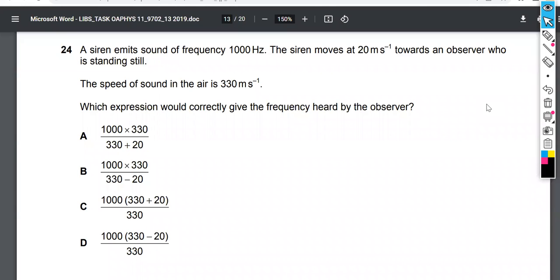In this question, question number 24 from AICE Physics paper 13 from 2019, October-November test administration, the question read, a siren emits sound of frequency 1000 hertz. The siren moves at 20 meters per second towards an observer who is standing still. The speed of sound in the air is 330 meters per second. Which expression would correctly give the frequency heard by the observer?